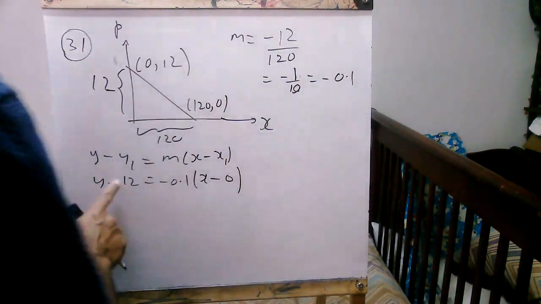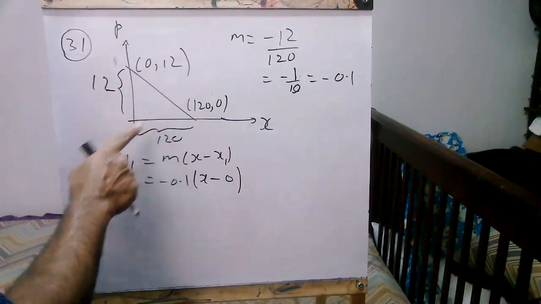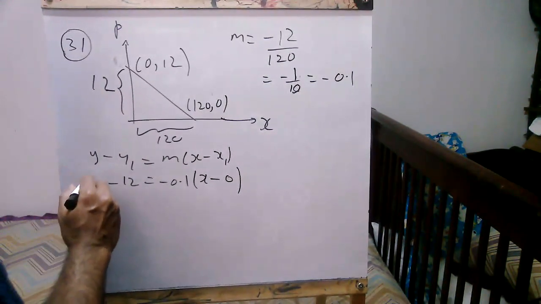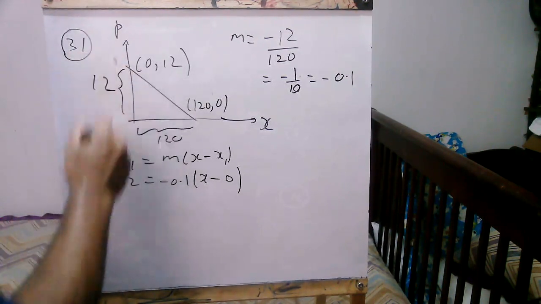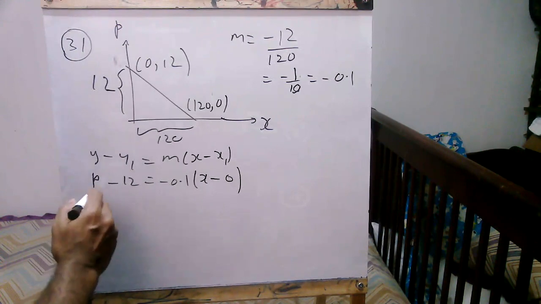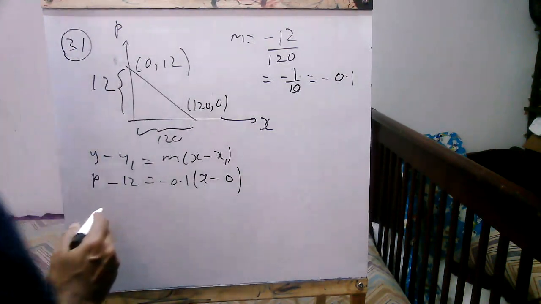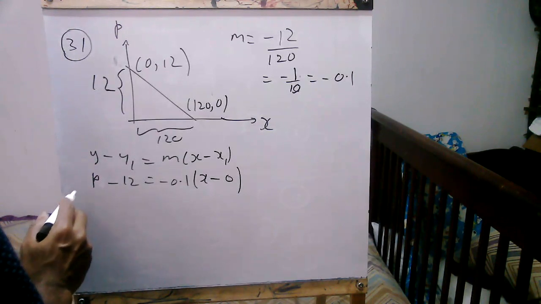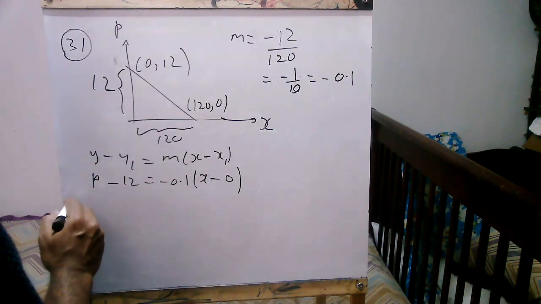Right? This is P, price. Our y-axis is P, price. Right? We know now when P equals 5, we have to find x.